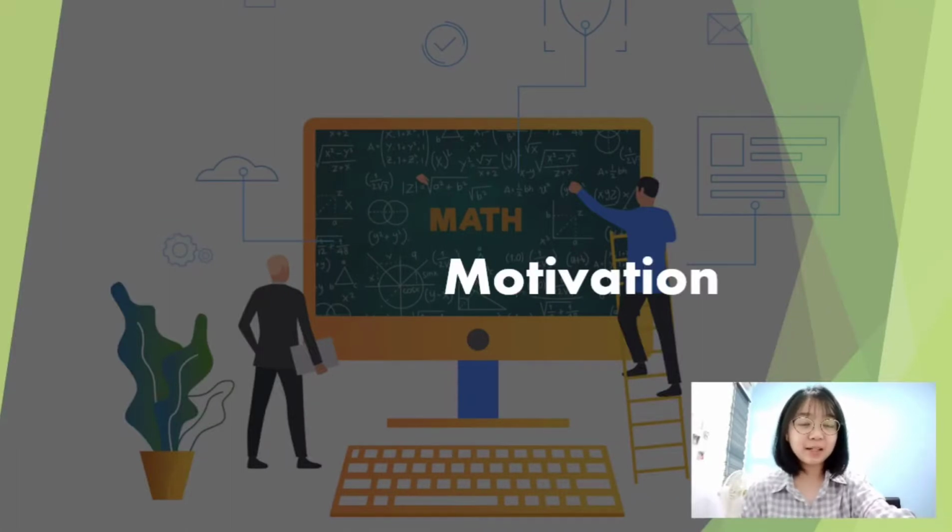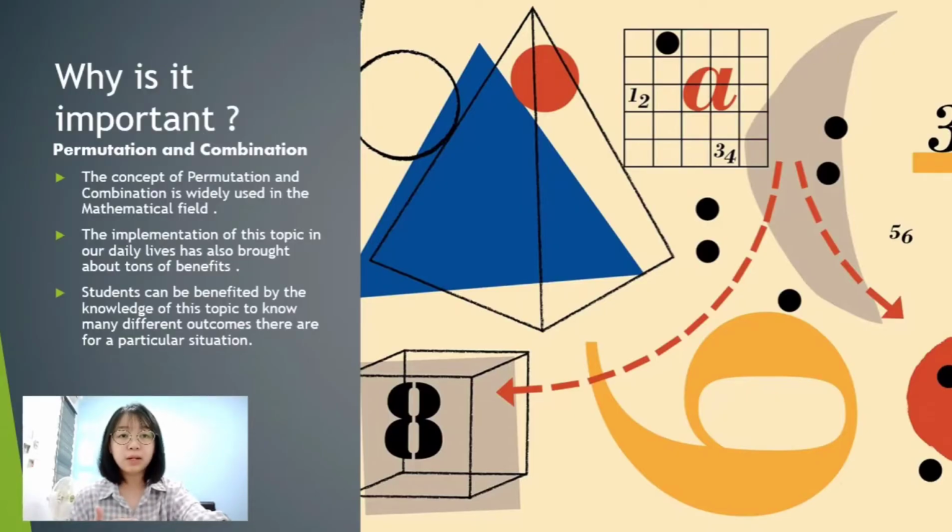Thank you, Jia Yan, for her detailed explanation on the previous part. Good day, everyone. My name is Sammy Voon with the metric number 76688, and today I'm going to briefly explain the motivation of our project. Why is it important for us to learn the topic of permutation and combination? The topic of permutation and combination plays an important role not only in the mathematical field, but its implementation in our daily lives has also brought us a lot of benefits. Therefore, students are encouraged to study this topic so that they will know how many different outcomes there are in a specific situation.